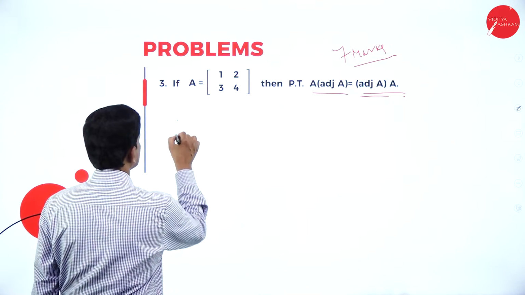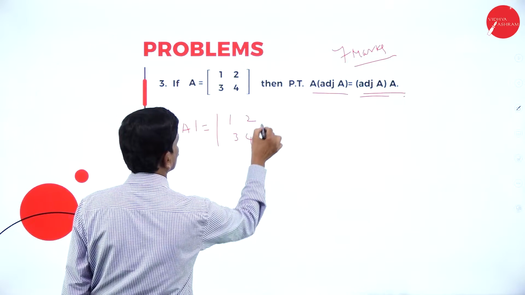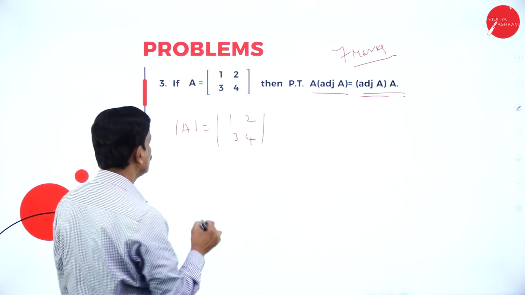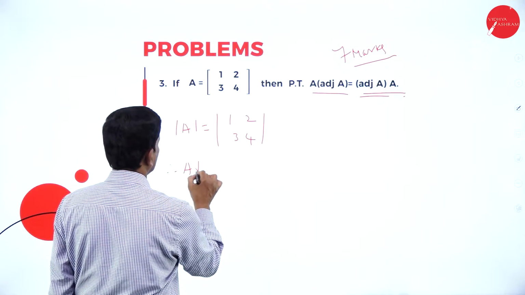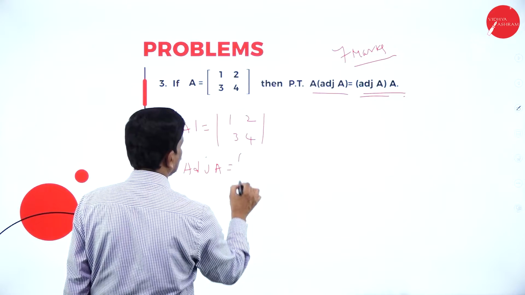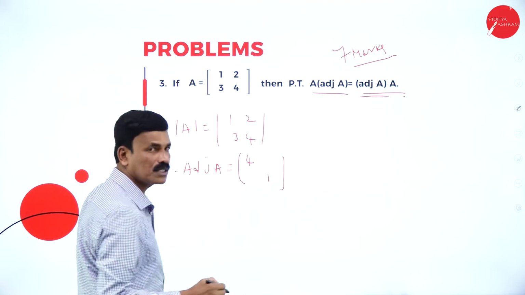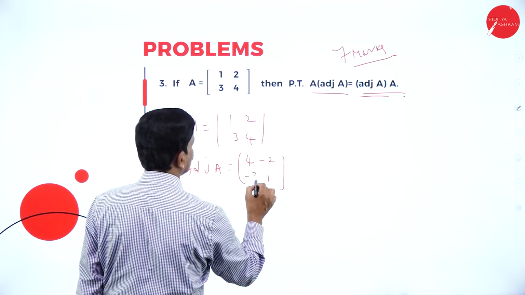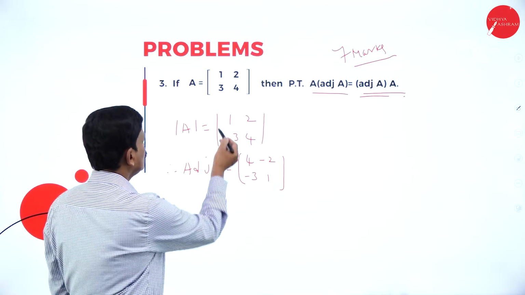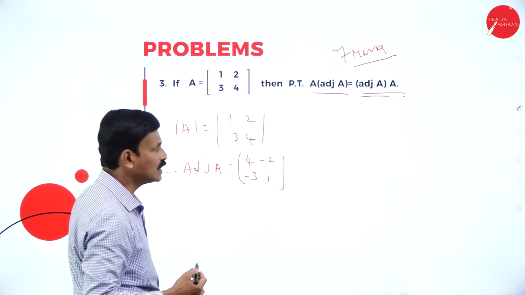First, what is determinant of A? Determinant of A is equal to 1, 2, 3, 4. Now just find out the adjoint. So as I told, the easiest method to find the adjoint is: adjoint of A is equal to interchange the diagonals, interchanging the diagonals. So 1, 4 can be written as 4 and 1, and changing the signs for the secondary diagonals, minus 2 and minus 3. That's it. So interchange the principal diagonal elements and change the signs for the secondary diagonal elements.